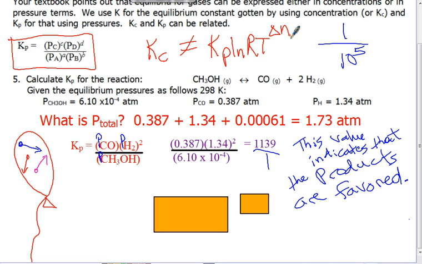You could solve for Kp. Why is this here? What is the pressure total? That's just me trying to remind you that you used to do things like PV equals nRT all the time. Pressure equals volume moles. Or maybe Dalton's law, that we can add all the pressures together to get the total.